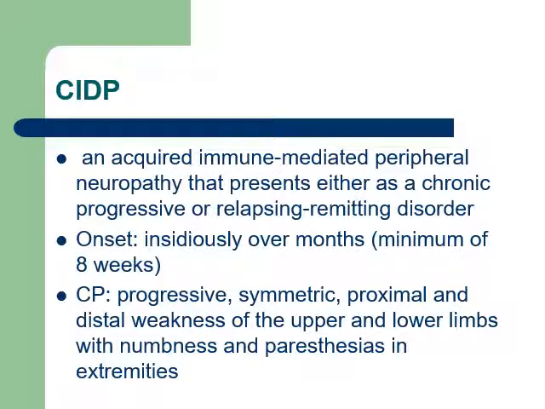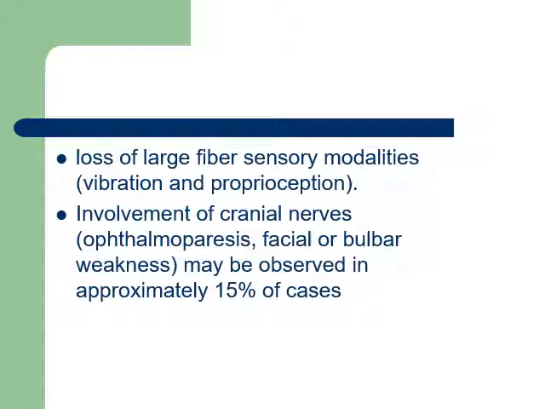We do have a chronic form of Guillain-Barré that's completely different in the onset, the course, as well as the treatment, which is called chronic inflammatory demyelinating polyradiculoneuropathy. The onset is usually insidious over months, and the course is progressive, symmetrical, proximal and distal weakness of both upper and lower limbs with numbness and paresthesia in the extremities. It's a kind of large fiber neuropathy. That's why sensory ataxia is more predominant in these patients.